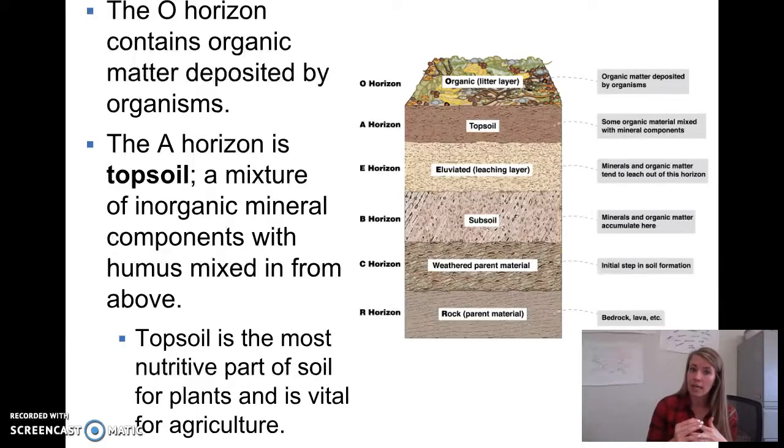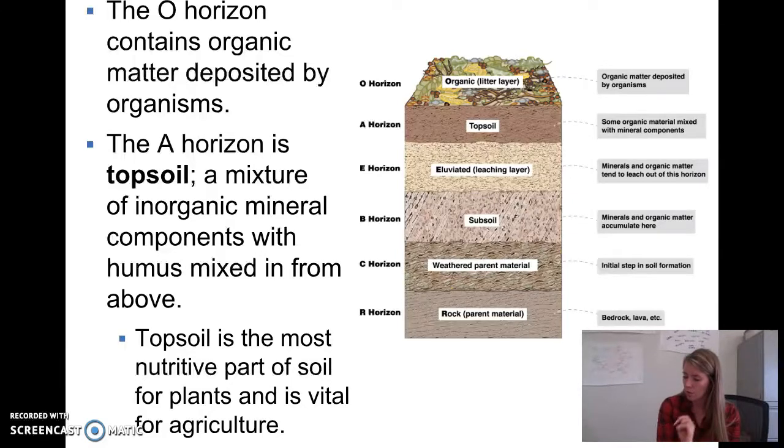Then we have the A horizon, which is the topsoil. This is a mixture of inorganic mineral components. So it's going to be made up of the actual non-living soil things combined with humus mixed in from above. And topsoil is the most nutritive part of soil for plants, and it's vital for agriculture. So we're going to talk a lot about topsoil and how we need to maintain the health of the topsoil. Now, topsoil is dark in color. It has a loose texture, which allows roots to move into it well, and it allows water to be held well. So that's why it's so nutritive for plants.